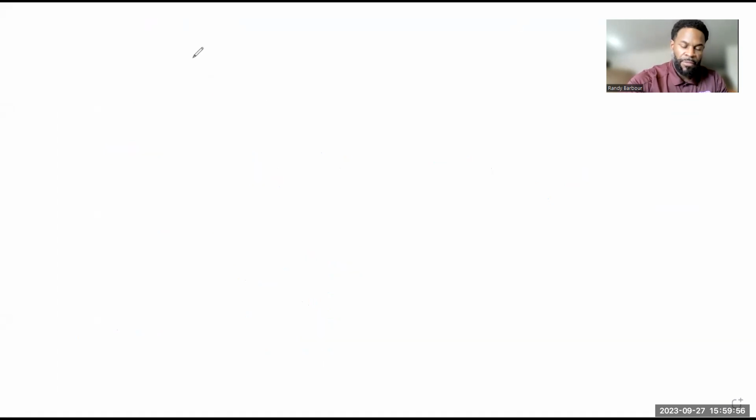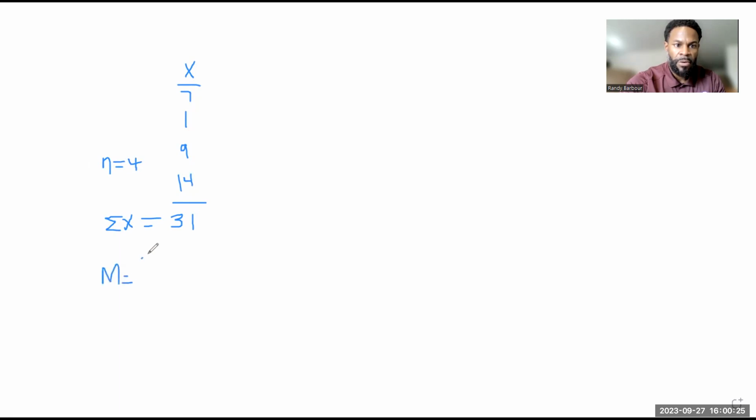For the first thing, I'm just going to show you how we did it. That's going to be 7, 1, 9, 14. The way I solved it, I summed all of my x's. That gives me 31. I have a little n of 4. My mean in this particular case is going to be 31 divided by 4, going to give me 7.75. In order for me to get my sum of squares, I'm going to have the deviation squared. So, I just do it this way: DEV, close parentheses, squared.